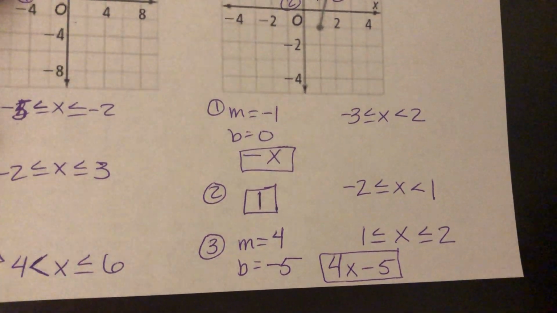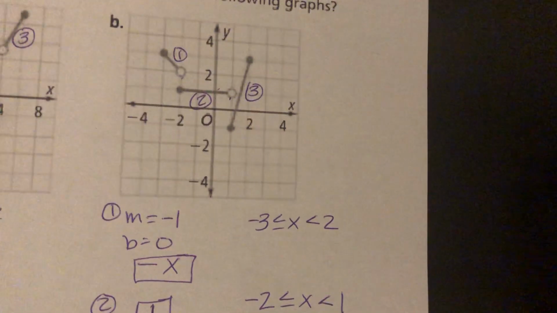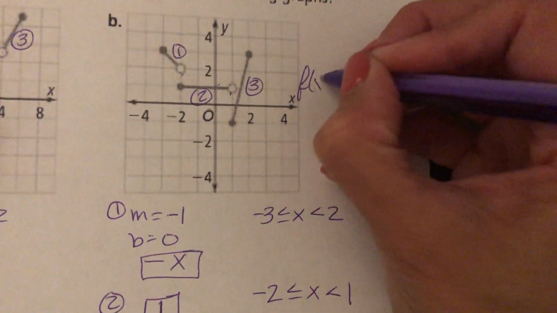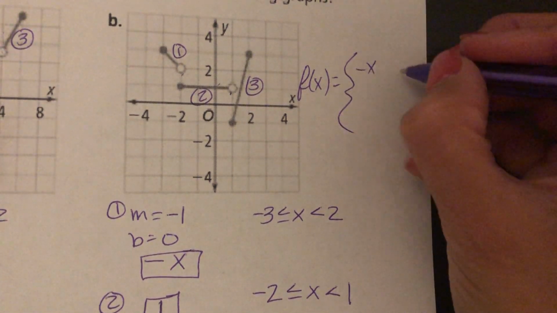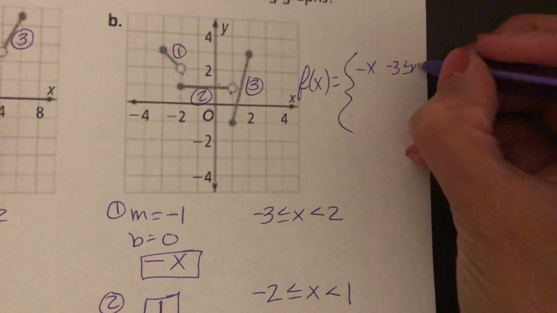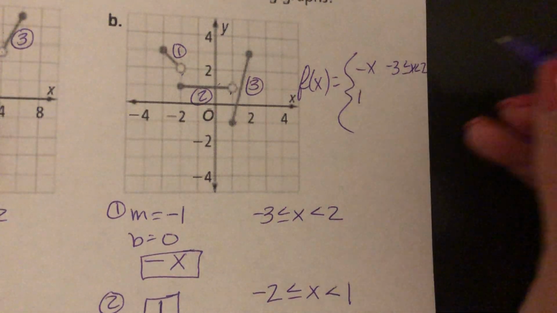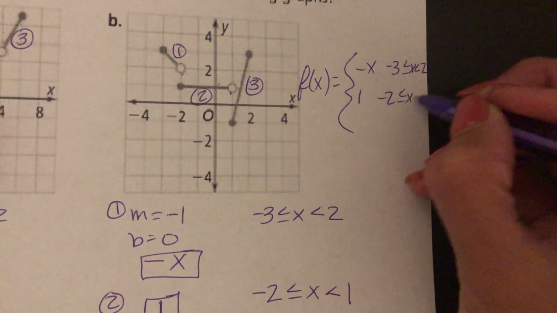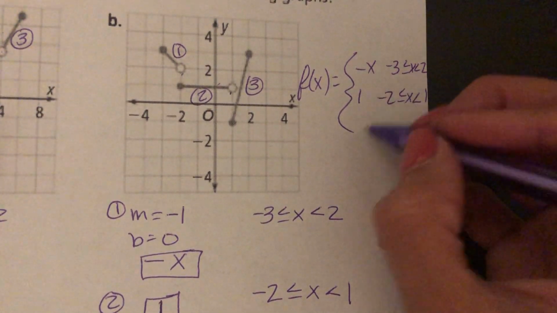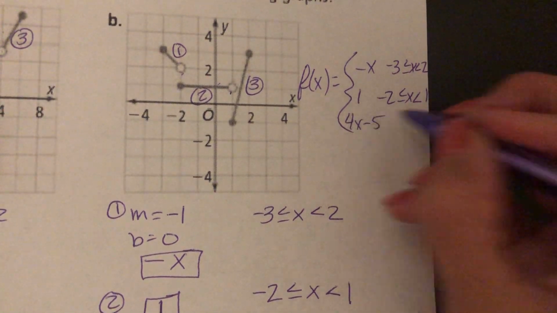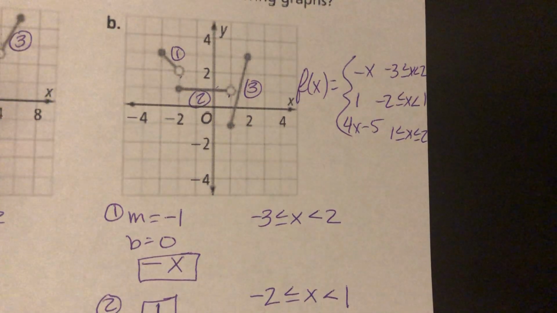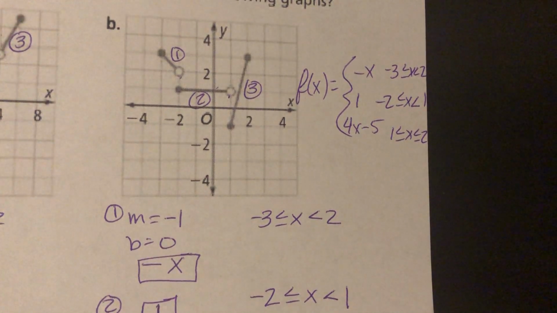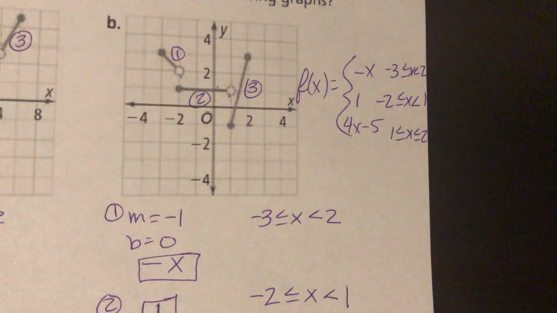And then we would just put all these pieces together to write our rule. So f of x equals -x, and then you would fill in the domain; 1, fill in the domain; 4x minus 5, fill in the domain. All right. I hope that was helpful. Now you're ready to do your homework.